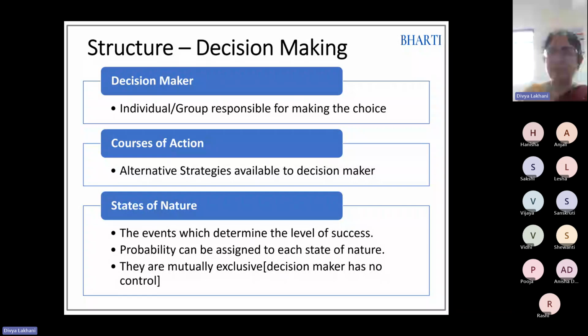Action is in your hands. You have to decide whether I should do this or that. That means it is within your control. Agreed, all of you? Course of action is something which is within your control.